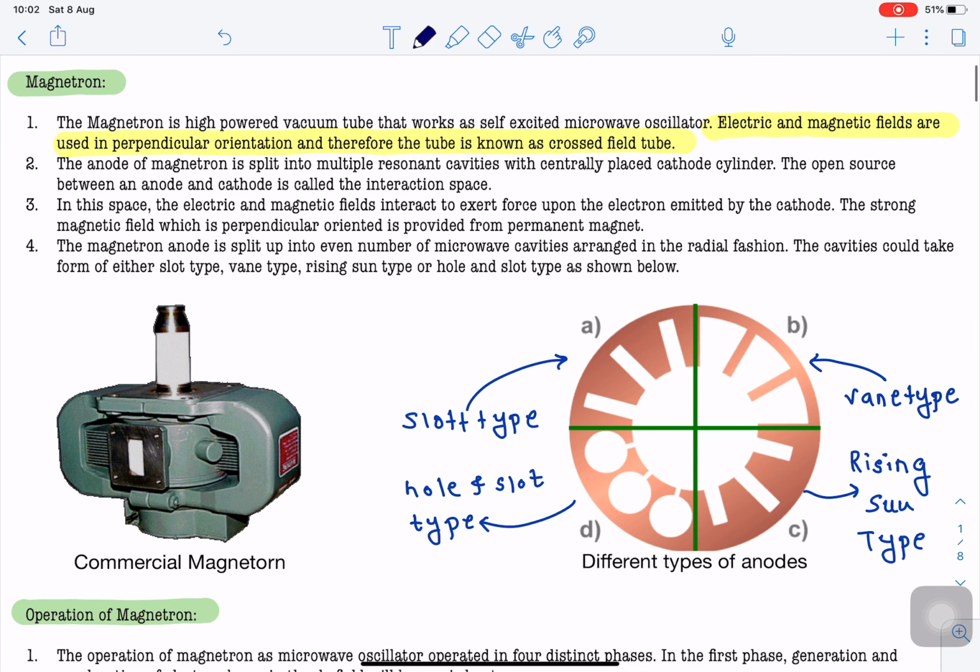On the left hand side, the diagram we see is a commercially available magnetron, please remember. This is how a commercially available magnetron looks, which is used in industrial applications to generate microwaves at a high frequency and at a high power. It consists of a tube-like structure which is cylindrical in nature, having certain cavities. The magnetron is a high powered vacuum tube which works on the basis of self excited microwaves.